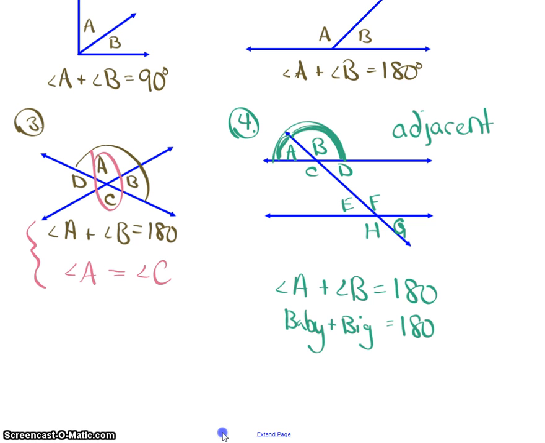It works for number 3, that works for number 2. It does not work for number 1 though, because they're both acute, so it'd be baby plus baby, and there's no trick for that. So that's one setup. Big plus baby equals 180.